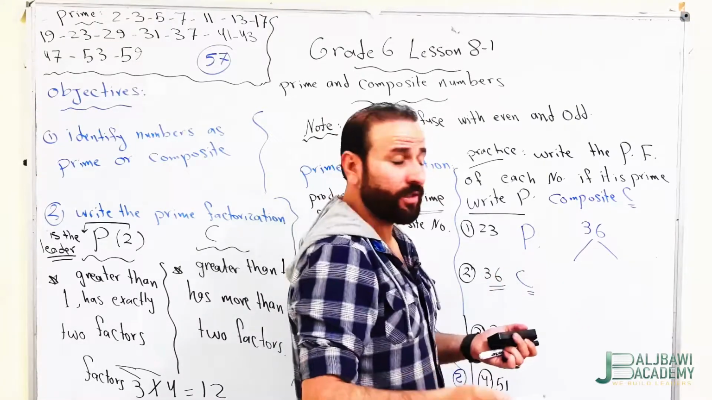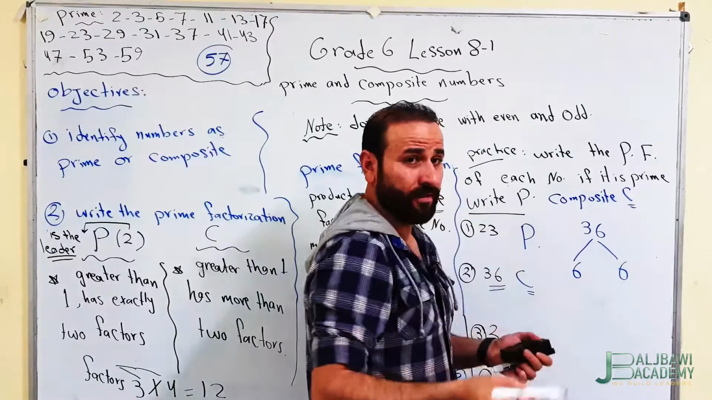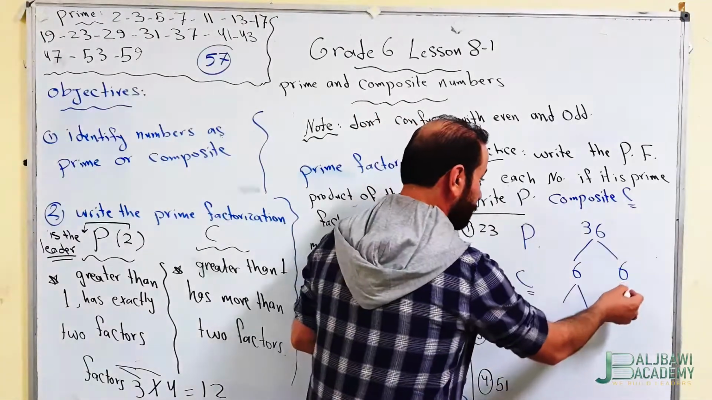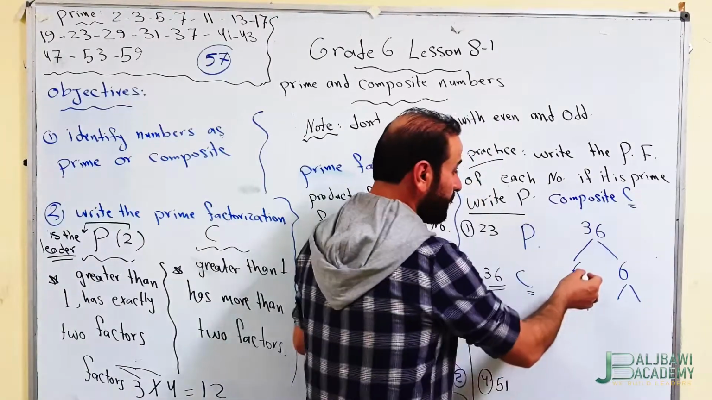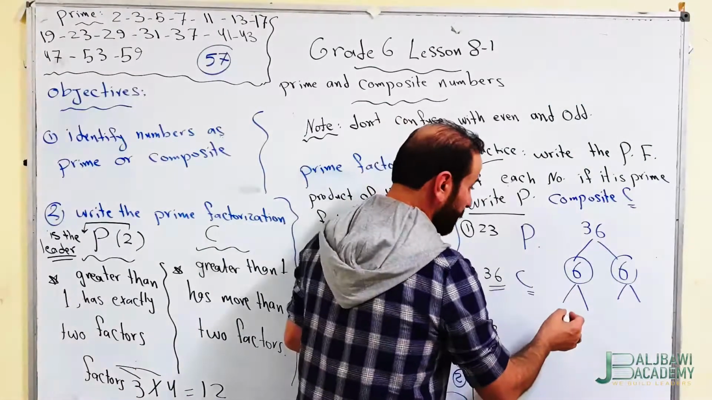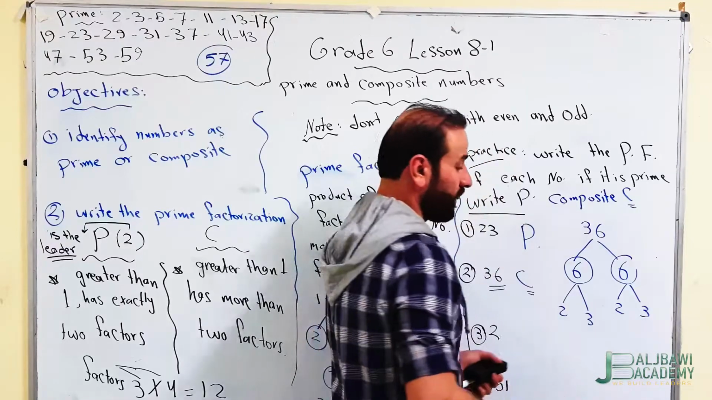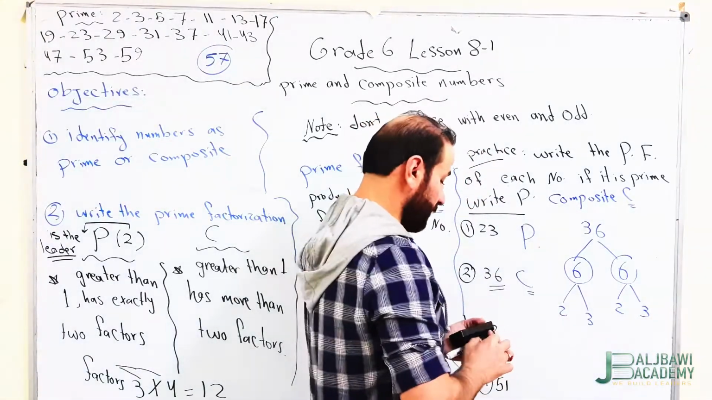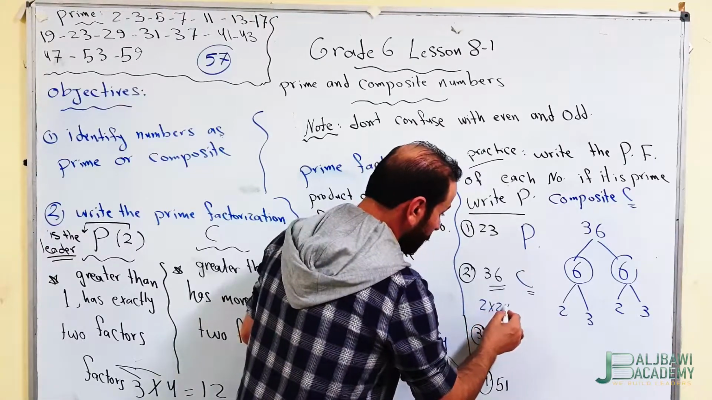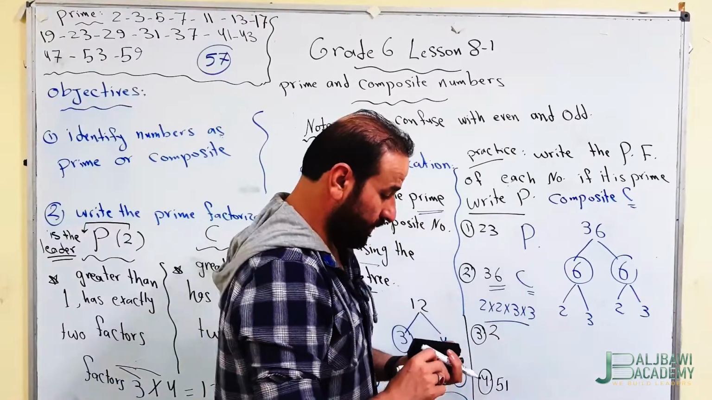So for me, I would like to start with 6 and 6, because it's very, very famous. 6 times 6 equals 36. Because this is a composite number, I should continue the factors. This will become 2, 3, and this will become 2, 3. Now, all of them are prime numbers. I should stop here. So I write 2 times 2 times 3 times 3. This is the prime factorization of 36.